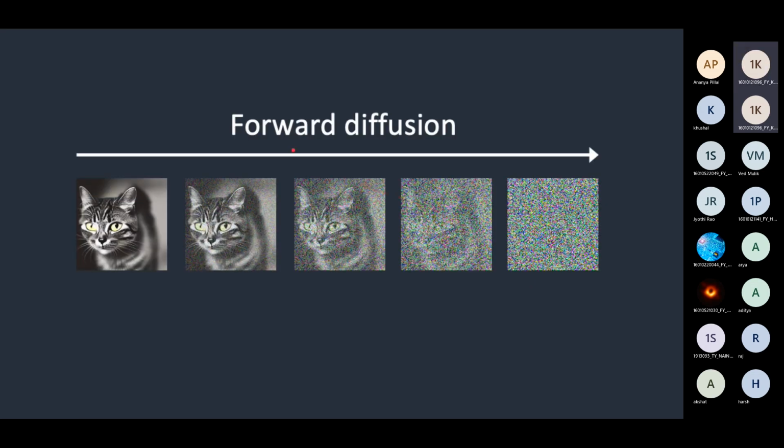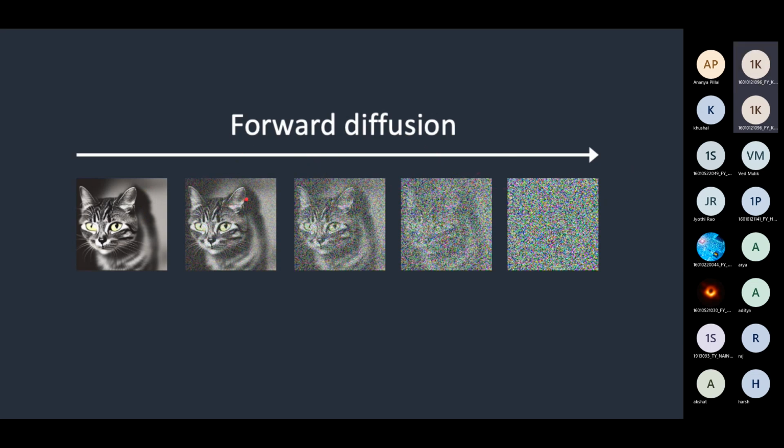So first we'll take a look at what the forward diffusion process is. What exactly happens here is, say you have an image, again, a real image of a cat. What you're going to do is keep adding some amount of noise to this.